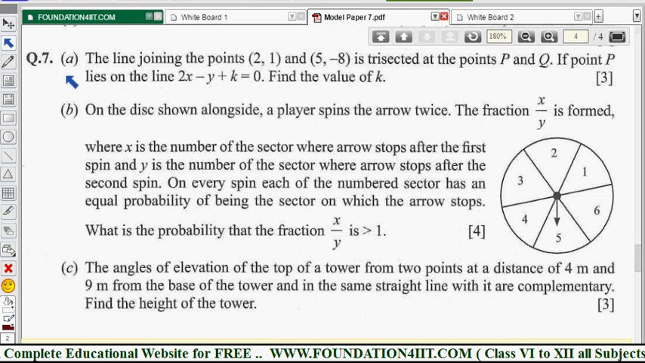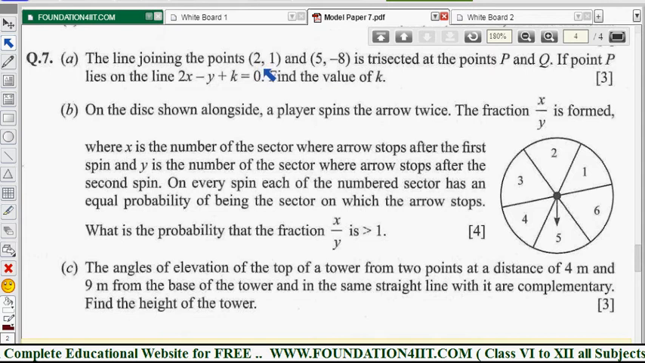Let us see question number 7 now. In this first one, the line joining the points (2, 1) and (5, -8) is trisected at the points P and Q. The point P lies on the line 2x minus y plus k is equal to 0. Find the value of k.